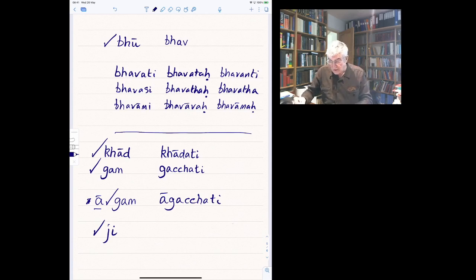This conjugates with the base J. Again, there's a good reason for it, which we'll come to in due course. So J, so he conquers, is Jayati. Tyaj, to abandon. That doesn't change for its present base, so you have tyajati.